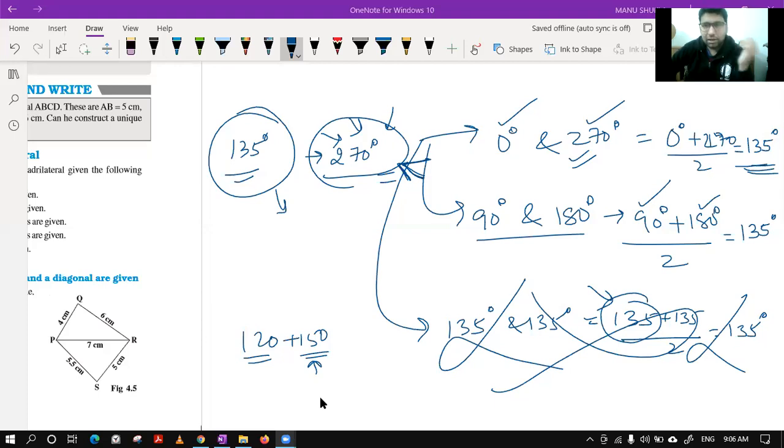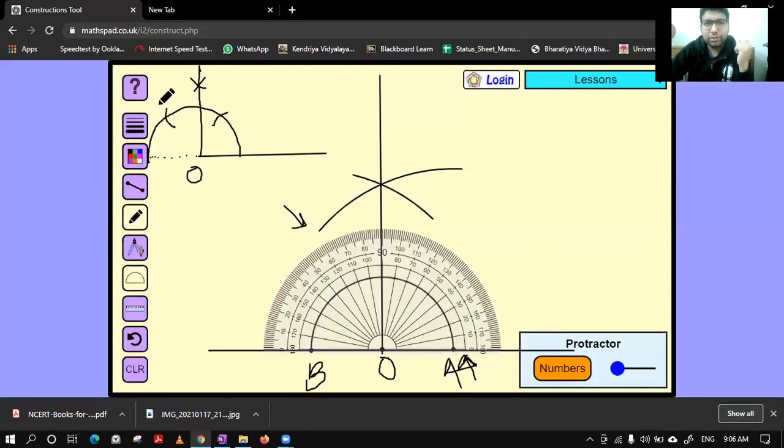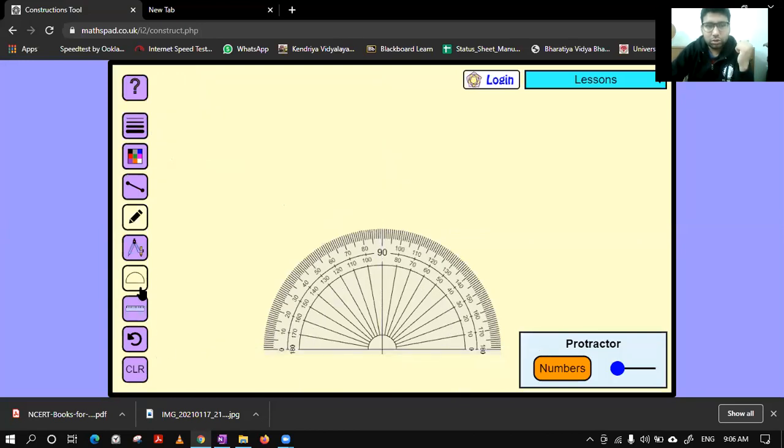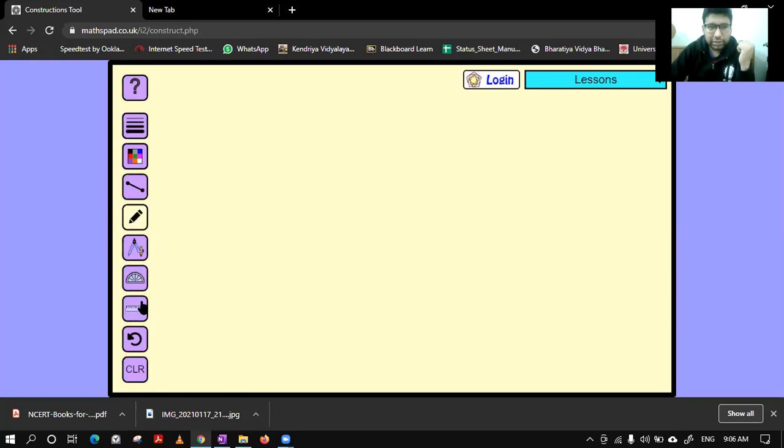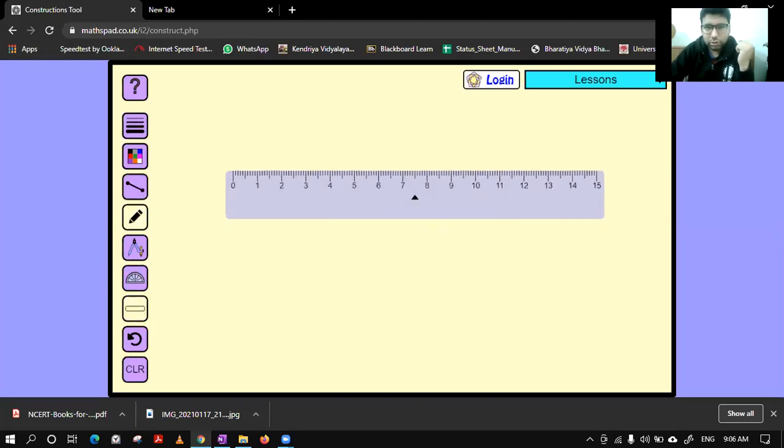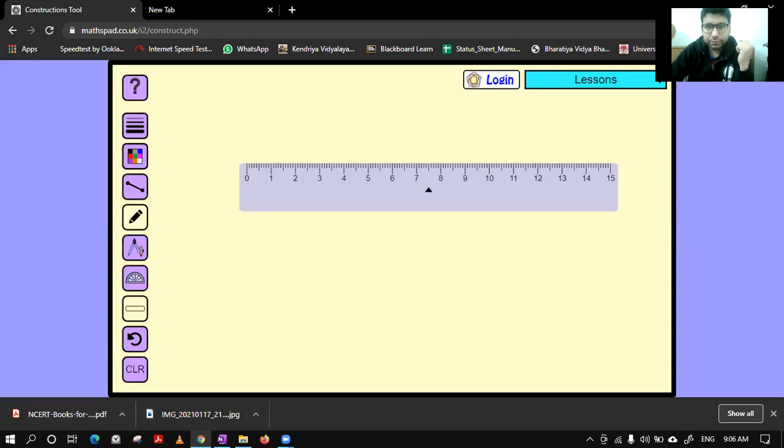So shall we see how it is done? Let's check. The first combination that we are working on is 0 and 270. But for that, one little issue. Let's see. Okay.